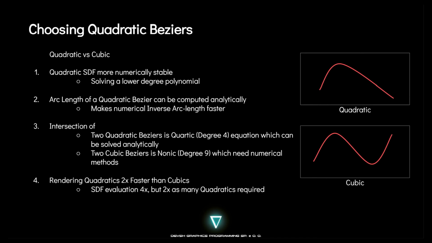We chose to use quadratic Beziers, even though cubic Beziers have a higher degree of freedom and can approximate a curve more precisely, but at a higher cost. The STF of a quadratic is more numerically stable than for cubic. Arc lengths of a quadratic can be computed analytically, and this makes the inversion much faster. Intersection of two quadratic Beziers can be solved analytically, but cubics require numerical methods. Our benchmarks also showed the quadratic STF is 4 times faster to evaluate compared to a cubic.